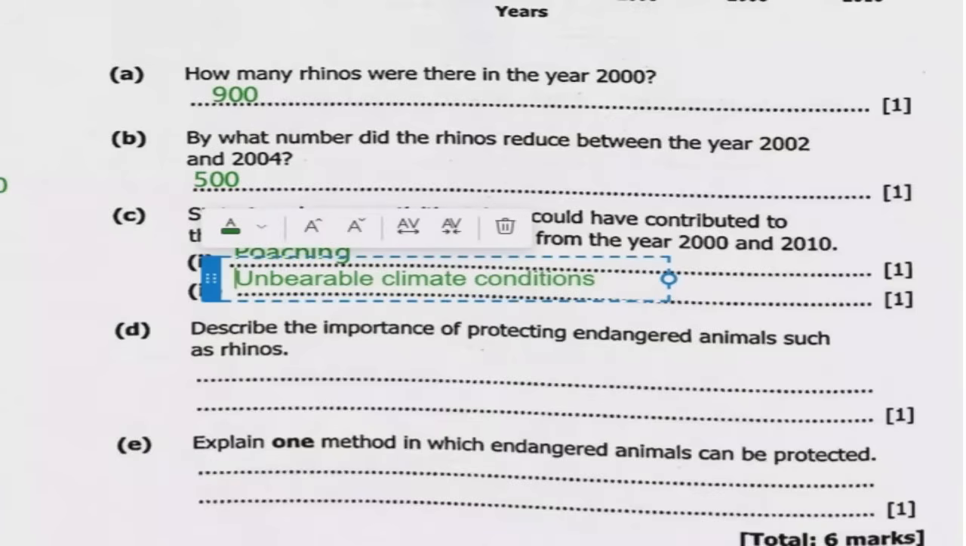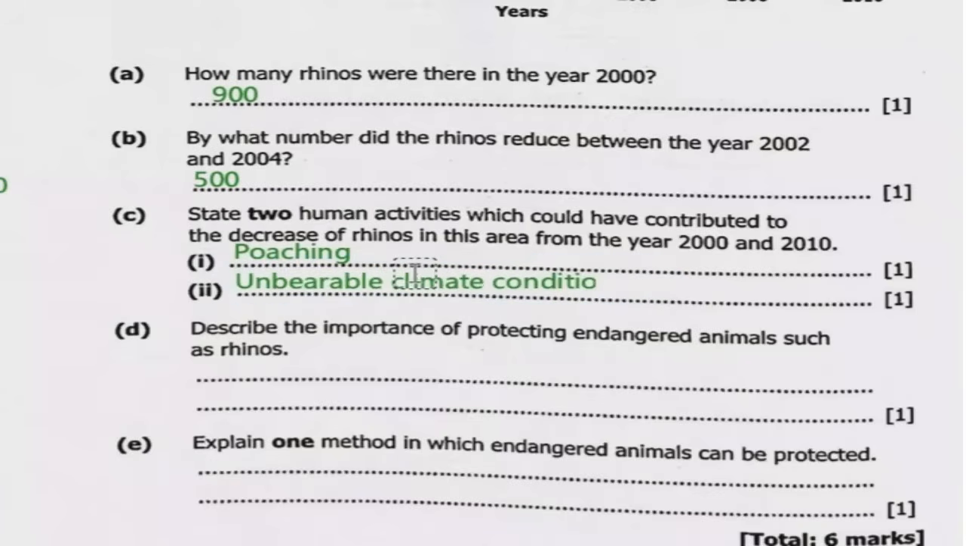All right, so unbearable climate conditions and poaching, those are the two. If you write on those two, you can write poaching for horns and poaching for meat, bush meat, then both answers will also get 2 marks. I didn't just want to use poaching. I saw that I wanted also to look at other areas. Okay, so unbearable climate conditions with climate change.